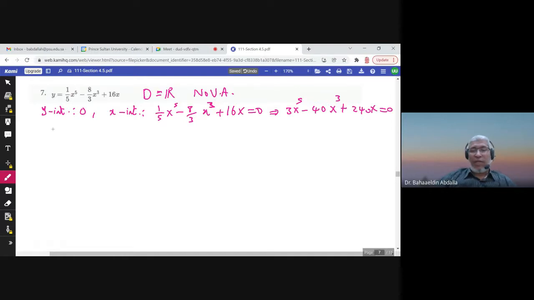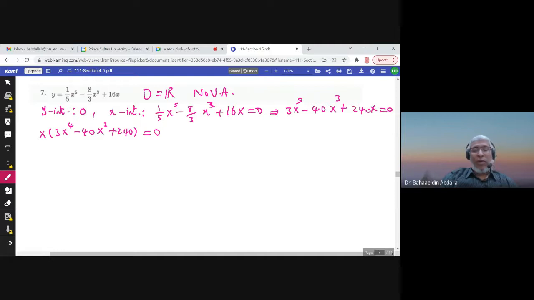And now I can take x as a common factor. I'll have 3x to the power 4, 40x squared plus 240. And I can solve this equation. This is a quadratic in form equation, so I can solve it using the quadratic formula for x squared, okay?